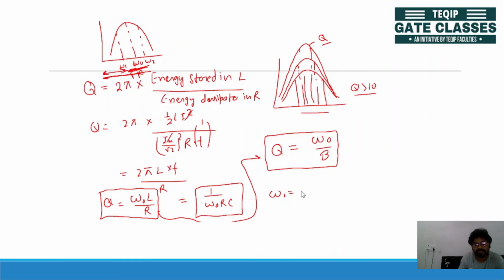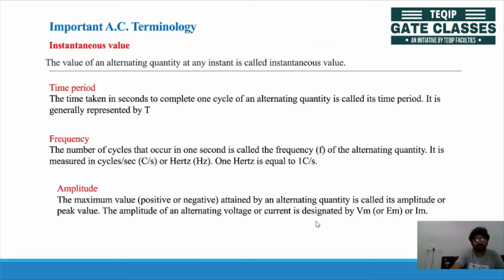Okay, so what you will get? Omega 1 is omega naught minus B by 2. And for omega 2, you have to add omega naught with half of the bandwidth. It means omega 2 is omega naught plus B by 2. So you can use this relation also.